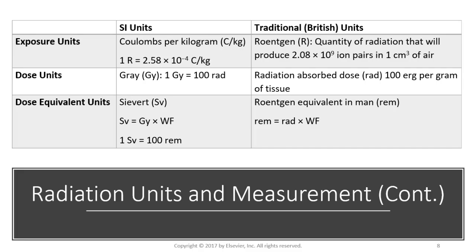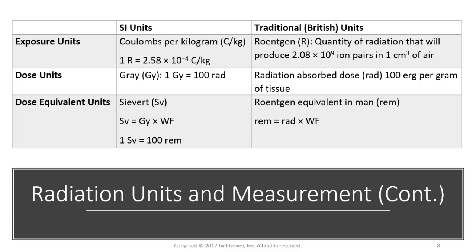Okay, so looking at the units in a chart here, so we have our exposure units, which is the coulombs per kilogram in the SI, and in the traditional, it's the Roentgen, and it's the radiation intensity in air, where our dose units in the SI is the gray, and 1 gray equals 100 rad. So in the traditional units, the radiation absorbed dose, rad, is 100 ergs per gram of tissue. So just remember the gray and the rad are dose in tissue, where dose equivalence is the sieverts.